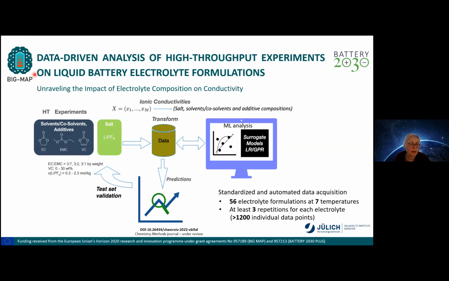So far within the Big Map project, we were able to provide many different data sets, considering many different electrolyte formulations containing only one conducting salt or two conducting salts, and pairing them with a wide variety of solvents, co-solvents, and additives. And here I would just like to mention one brief example in respect to the variation of the concentration of the salt, the solvents, and vinylene carbonate used as a film-forming additive in electrolyte formulation, which actually resulted in 56 different electrolyte formulations, which were then measured at 7 temperatures.